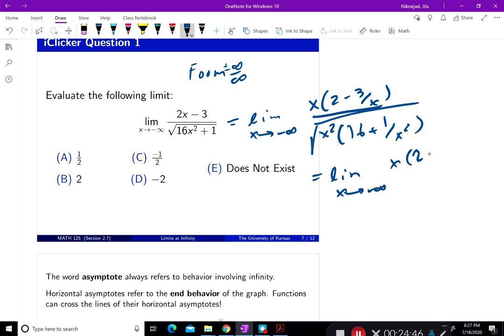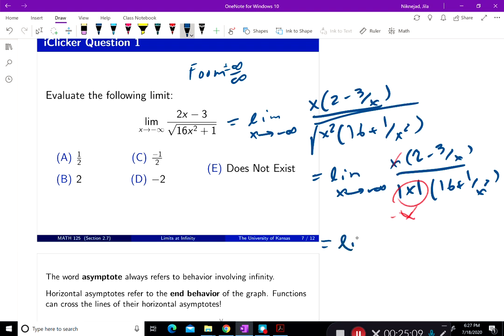x times 2 minus 3 over x, over absolute value of x times the square root of 16 plus 1 over x squared. And these two simplify because the absolute value of x is going to be equal to negative x. They simplify, but a negative sign remains. So it would be limit as x goes to negative infinity of negative, 2 minus 3 over x, over the square root of 16 plus 1 over x squared.